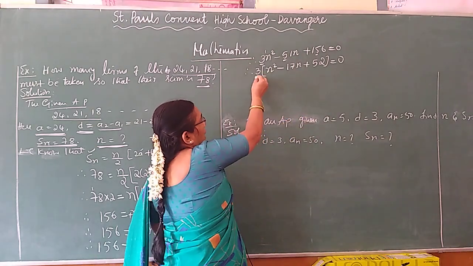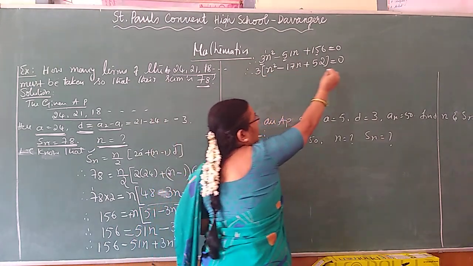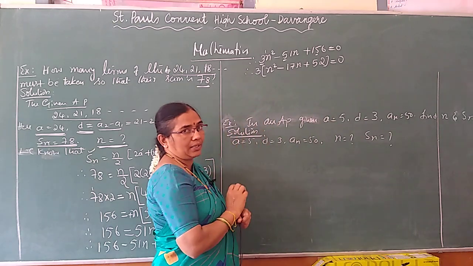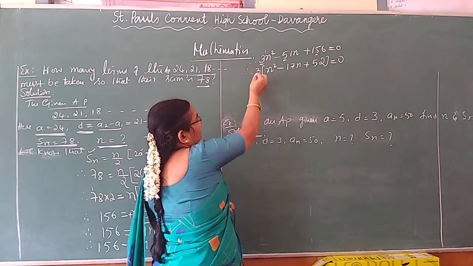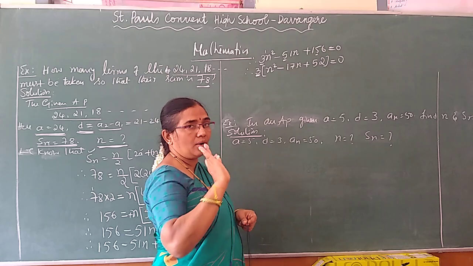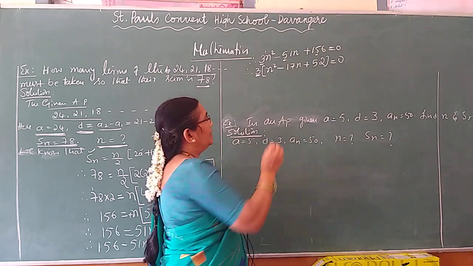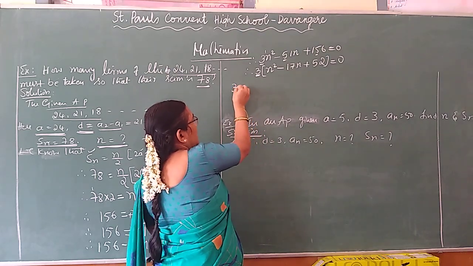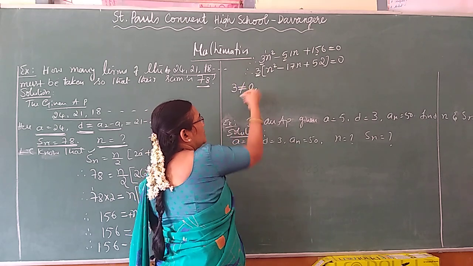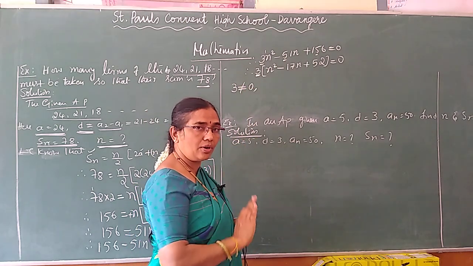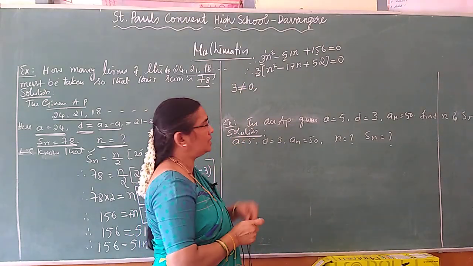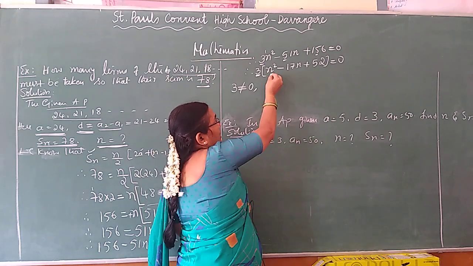So the multiplication of this is equal to 0, we understand from this statement. Since this is a constant, it cannot be 0. Therefore we say that 3 is not equal to 0. Can 3 ever be 0? No, because it is a constant. Here there are variables.